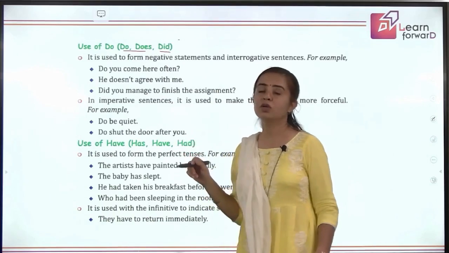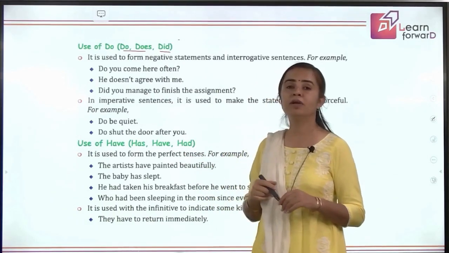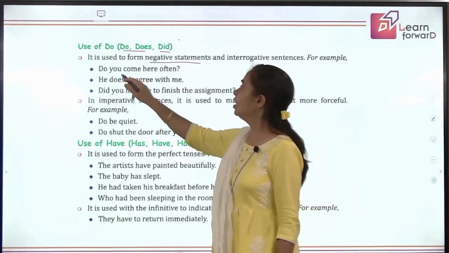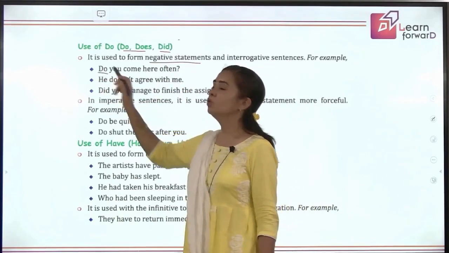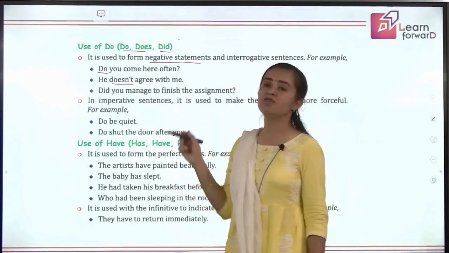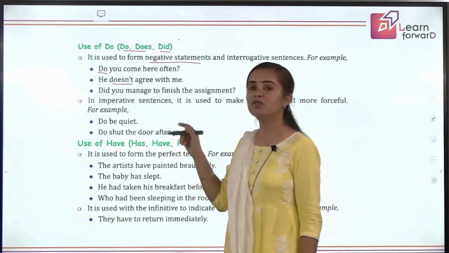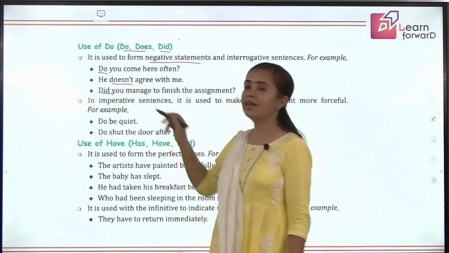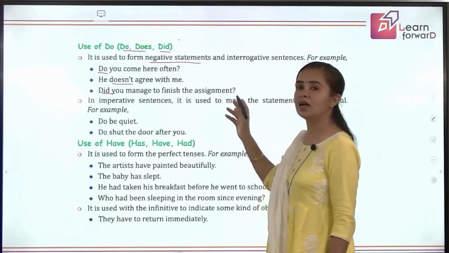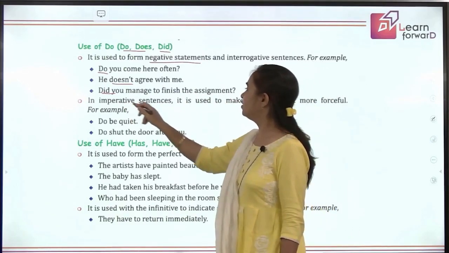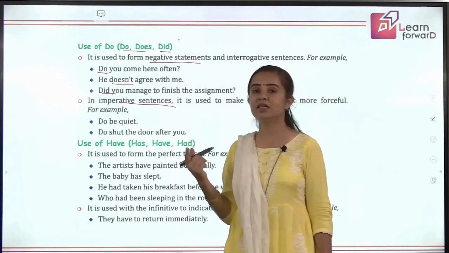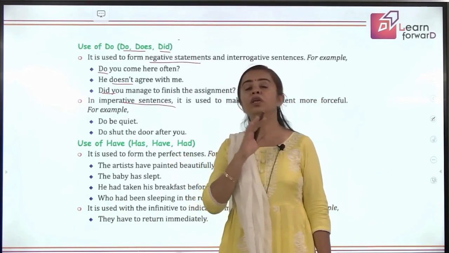So these are used for completing the negative and interrogative structure of sentences. Like, do you come here often? So do is the verb which is used here. He doesn't agree with me. Again, here we are using does for the negative structure. Did you manage? So we are saying this in past tense, did you manage to finish the assignment? Now, in imperative sentences, it is used when we want to say the sentence in negative, there only do is used.